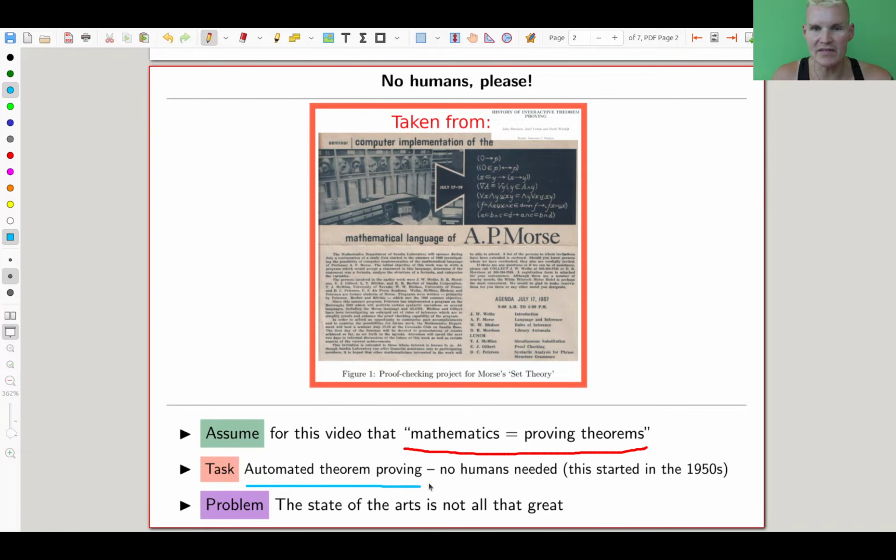The state of the art is pretty bad. They essentially only do very basic stuff. So here's a conference poster from the 1960s, and they were having a conference on automated formalizing of certain types of set theory. So that's usually what people do, some basic mathematics, right? So we're very far away from having automated proofs for the more modern math theorems.